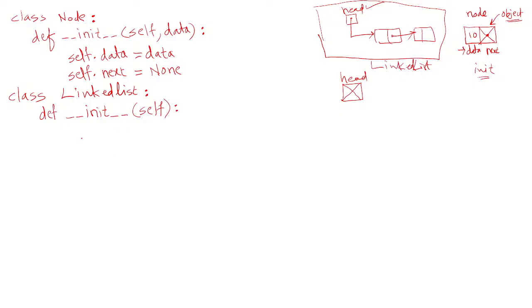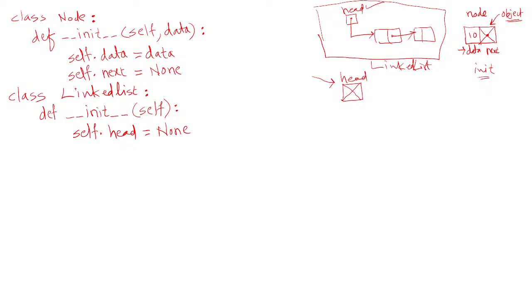Then you initialize the head pointer here: self dot head is equal to none. When you say self dot head is equal to none, this is how the head pointer is created, because initially our linked list is empty. Got it?